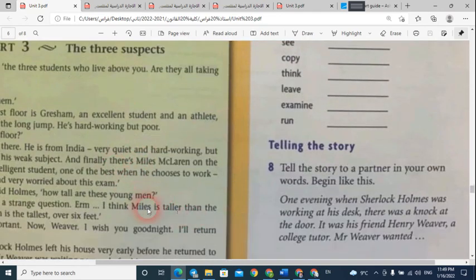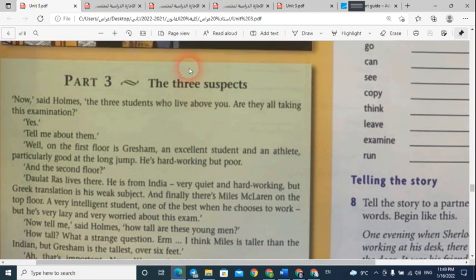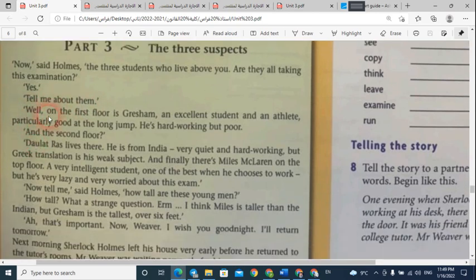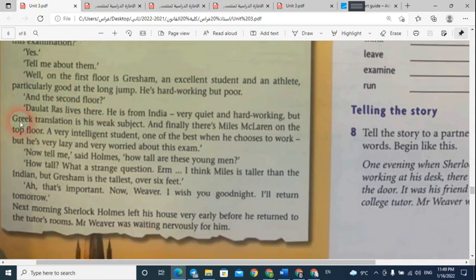Let's go finally to part 3, the last one, titled The 3 Suspects. "Now," said Holmes, "the 3 students who live above you, are they all taking this examination?" "Yes." "Tell me about them." "Well, on the first floor is Gresham, an excellent student and an athlete, particularly good at the long jump. He's hard-working but poor."